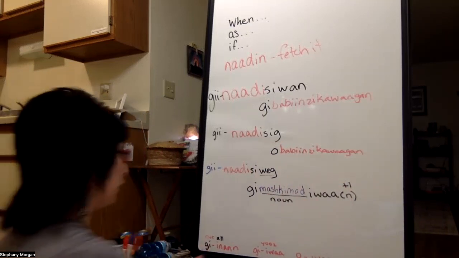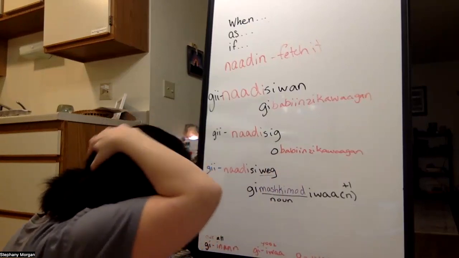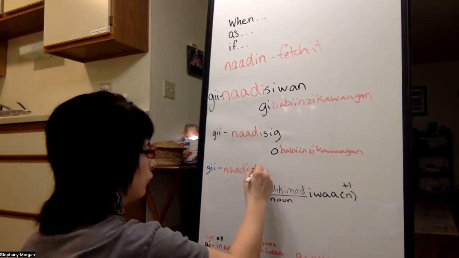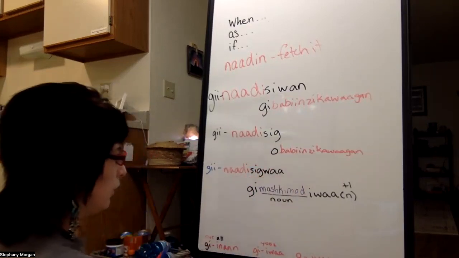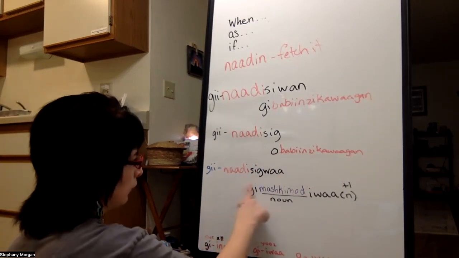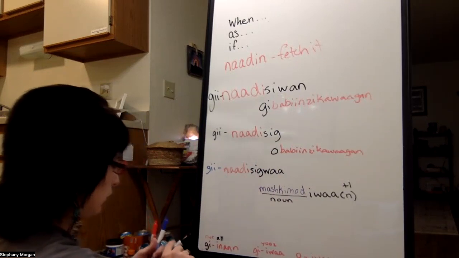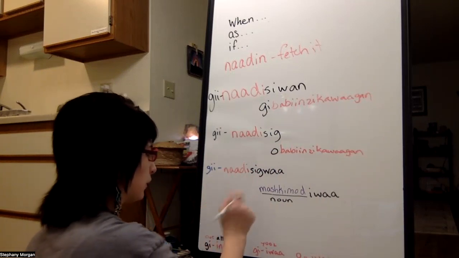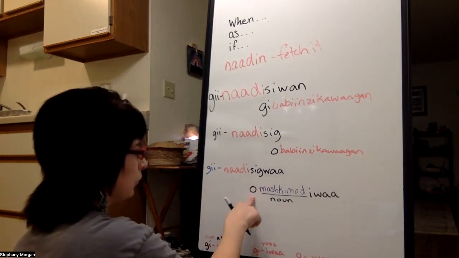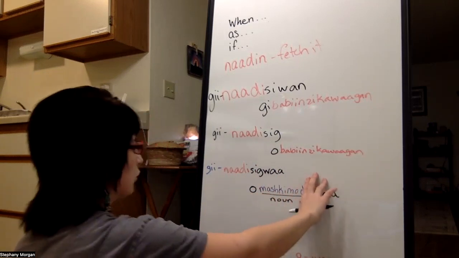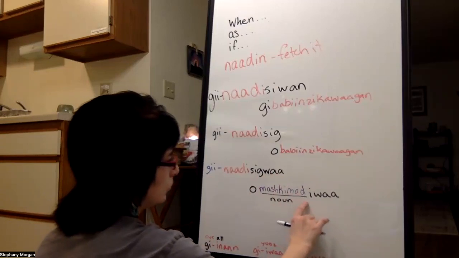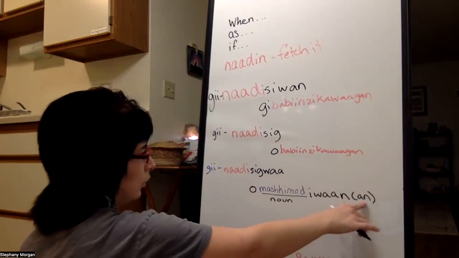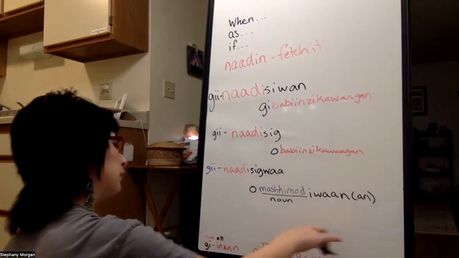Now, Gi Nade Sigua for when they all, Sigua, did not fetch their backpacks. The only thing that changes here, I believe, I really hope I'm not misremembering this. O for the form of lean, O mashkamod would be his or her backpack, but we're talking about more than one him or her. O mashkamod iwan un, collectively their plural backpacks.